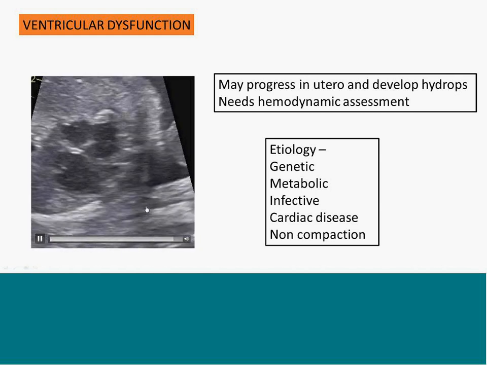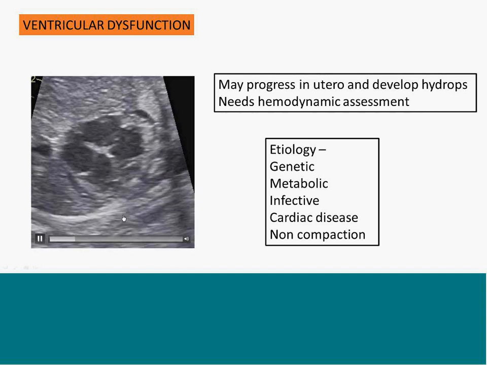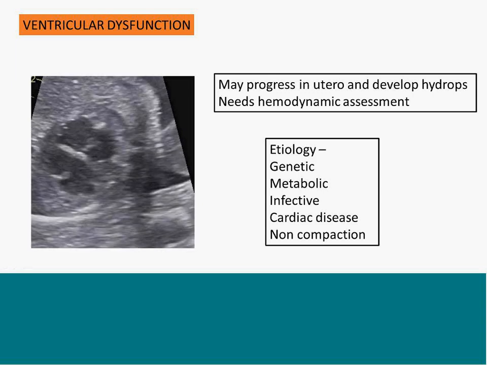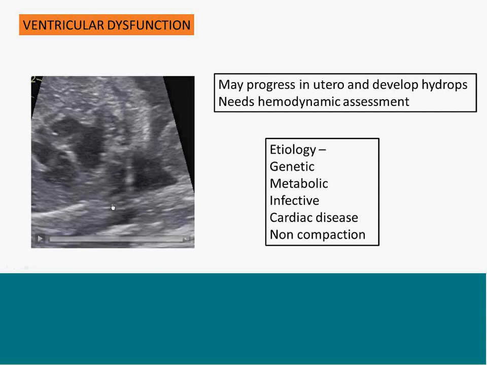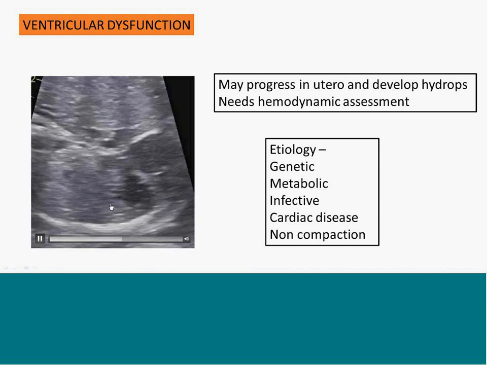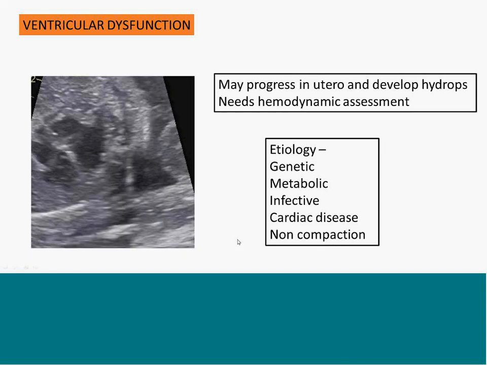And then important is to see progression in utero, because they can develop hydrops. Remember, ventricular dysfunction like AV valve regurgitation may not be well tolerated in fetal life and can cause significant systolic dysfunction. Assessment needs to be done over time during pregnancy till the baby delivers.